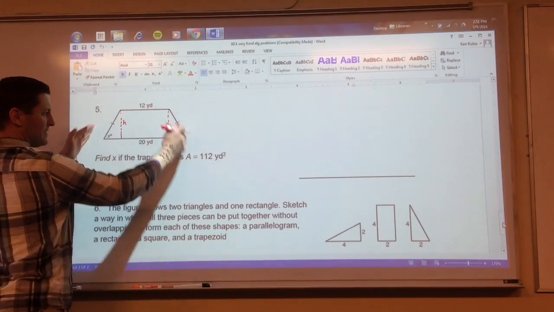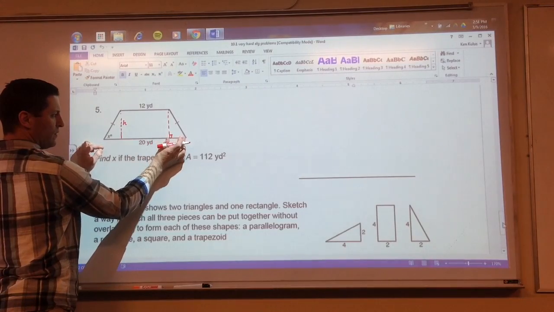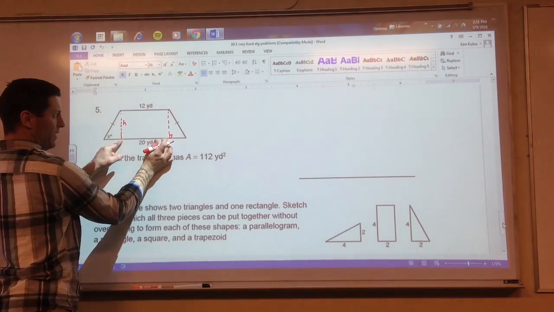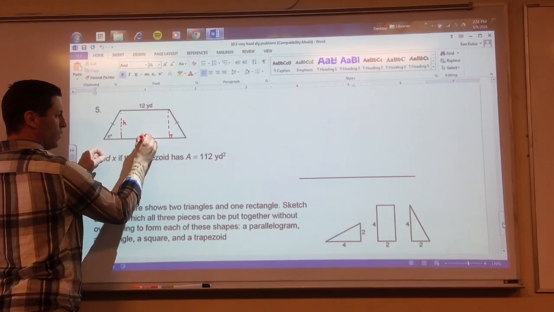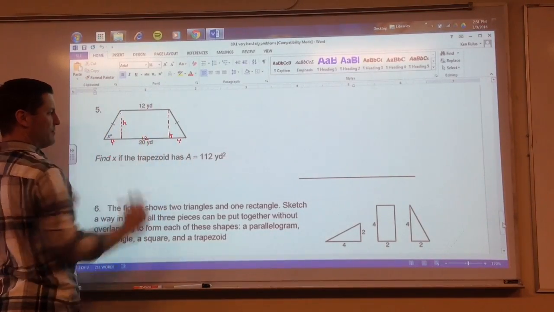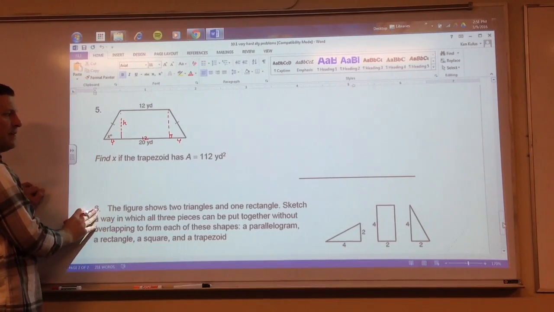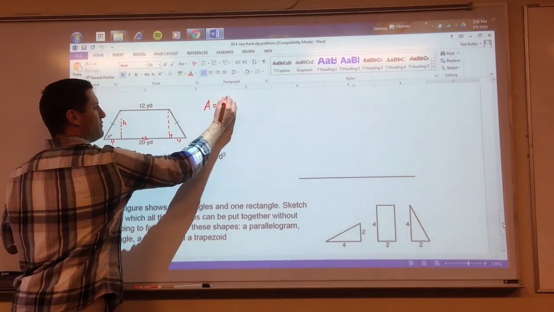It's isosceles, and that's 20. So it would go 4, 12, and 4 would get me a total of 20. That was 12 and 4 and 4. Okay, that's 20 and the top is 12. So I have that little piece. Now really what I've got to do is find the height. I'm going to use the area of a trapezoid formula.